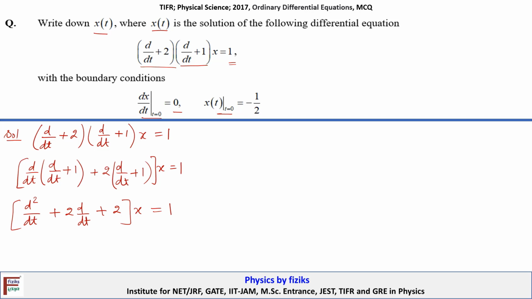Now this equation can be written in the differential operator D form by substituting d square by dt square as D square, and d/dt as the operator D. Then we can write D square plus 2 times D plus 2 into x is equal to 1. Now this is equation number 1, and from it we can obtain the auxiliary equation by substituting D square is equal to m square and D is equal to m.